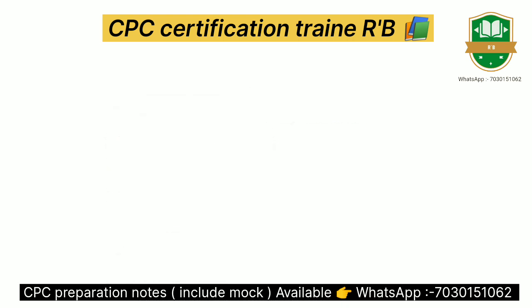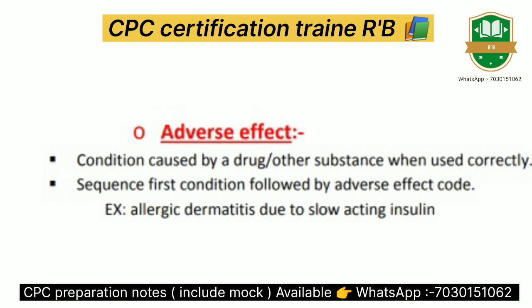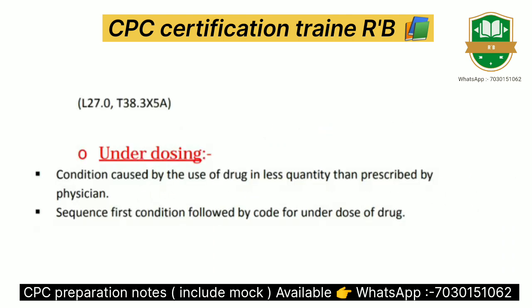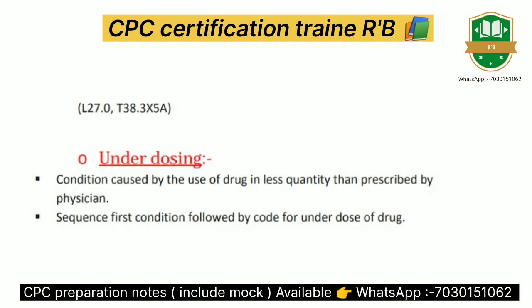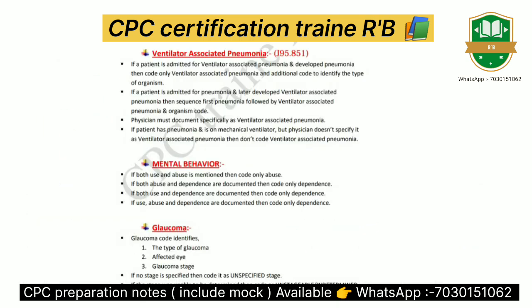Okay. Then next point, poisoning, adverse effect, underdosing. You can read it. It is an easy point. Underdosing. Then respiratory system. If the reason for the visit is respiratory failure, the sequence is first respiratory failure followed by other conditions. You can read it one by one, point by point.